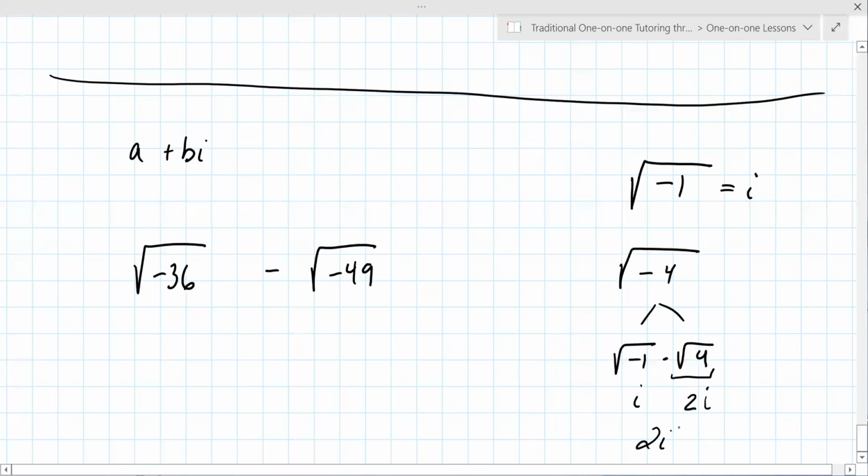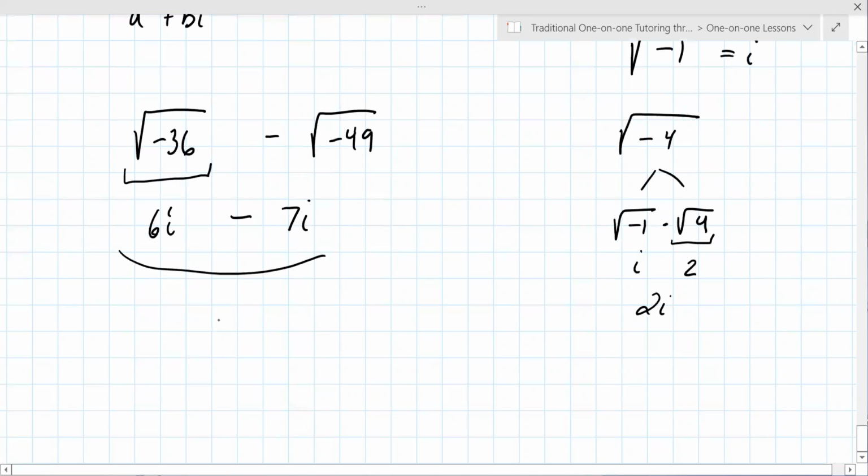Okay, so it's not negative. So this whole thing makes 6i. But the one to the right, because there's a negative sign in front, it will become negative. Well, what is the square root of 49? It'd be 7, so 7i. And then you just treat these like they're x's: 6i minus 7i. That's -i, or -1i.